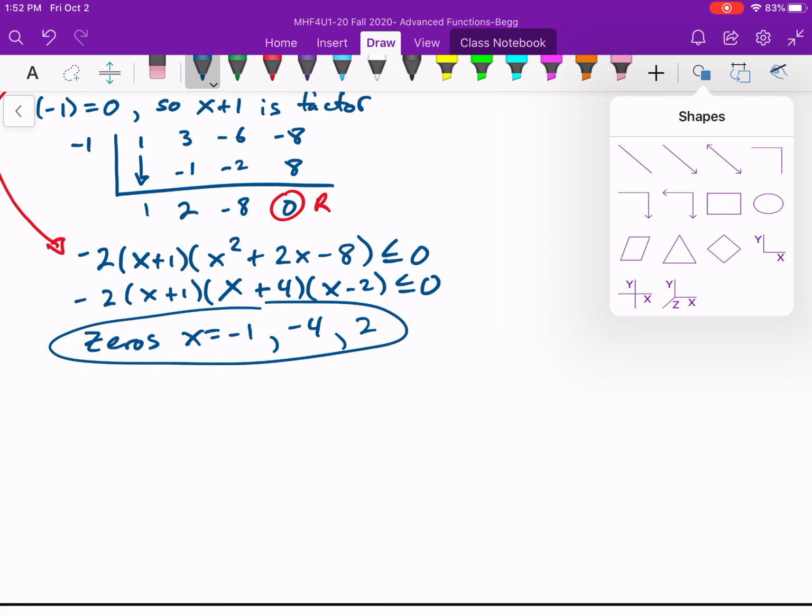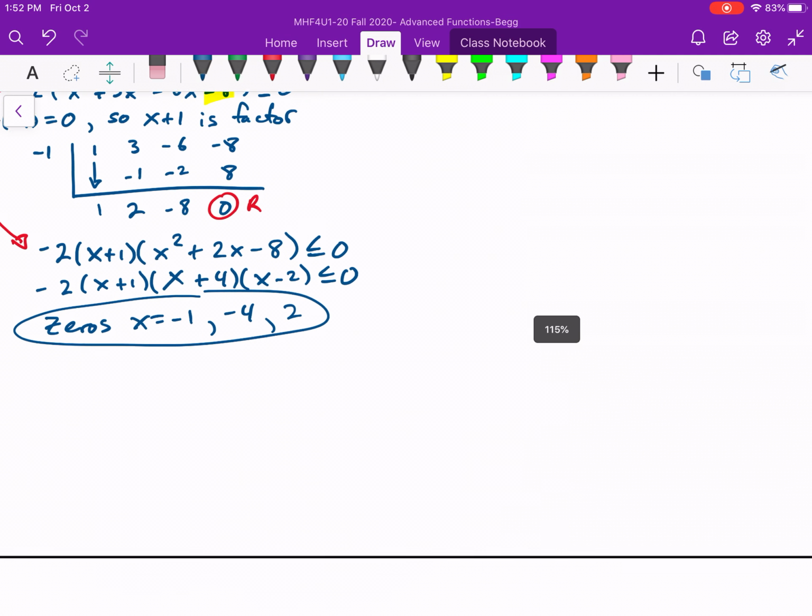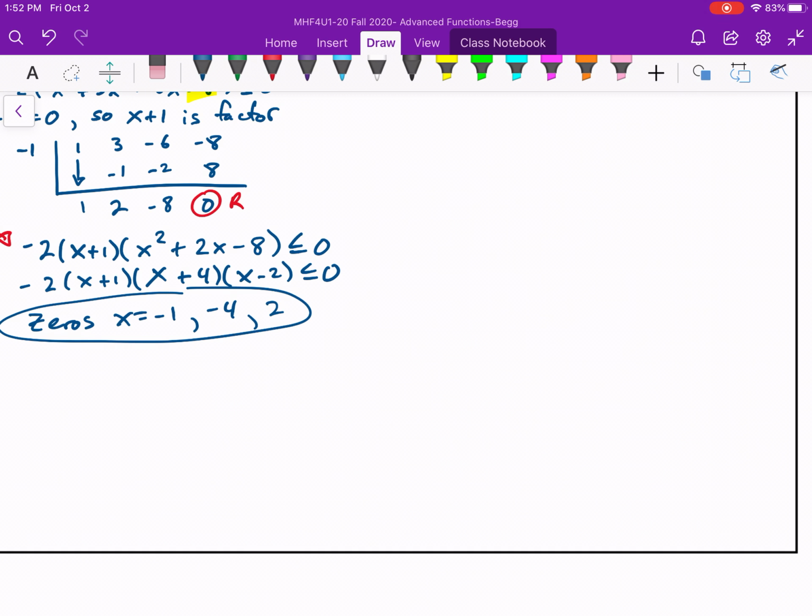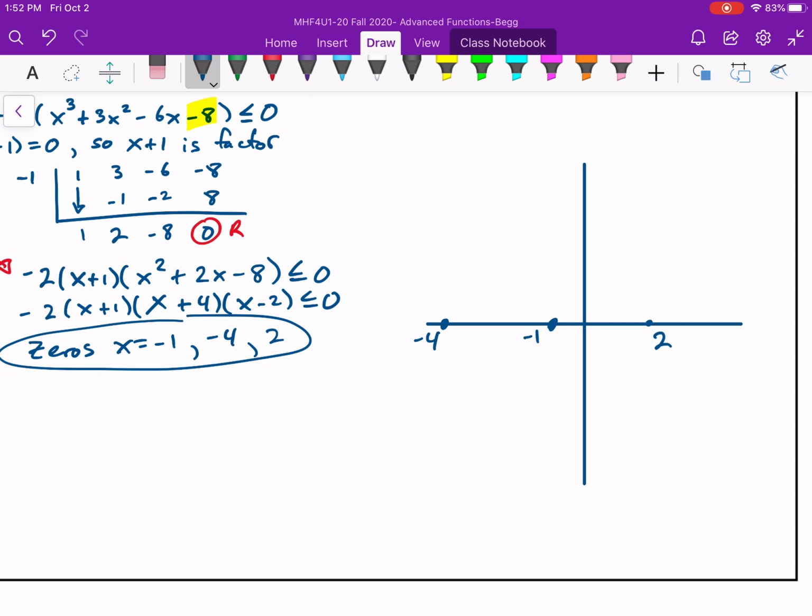Again, let's just go with the fact that we don't really know what the graph looks like. Let's say that we have no access to Desmos. We have no way to really tell, but we do know that we're going to have zeros at -1, at -4, and a +2. We also know that if we're looking for where this function is less than or equal to 0, we're going to want parts of the graph that are underneath the x-axis.